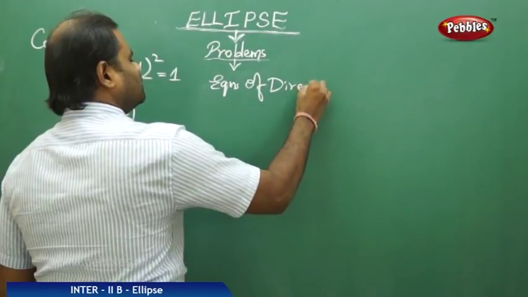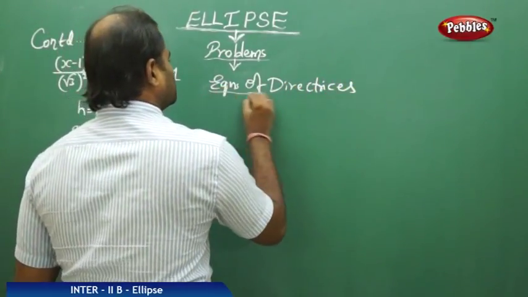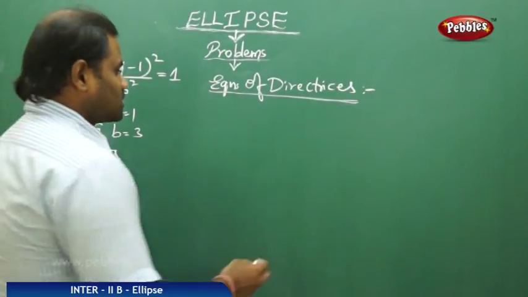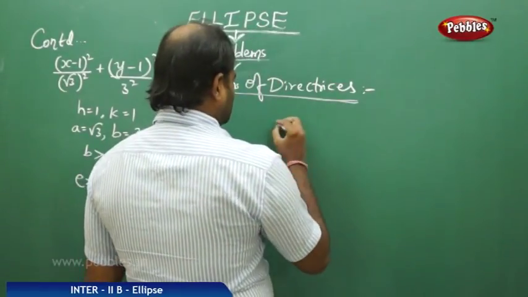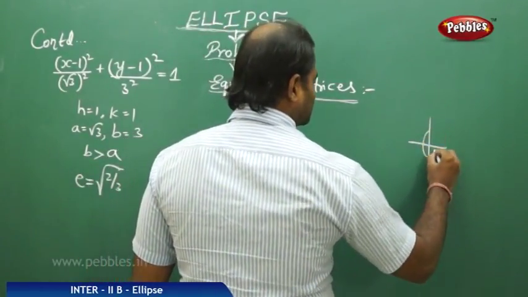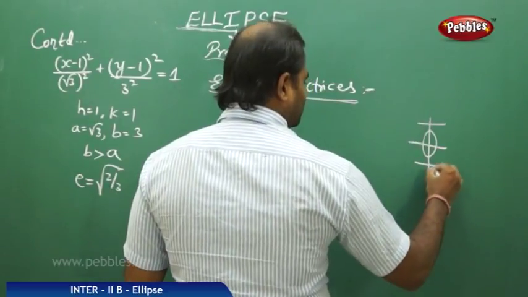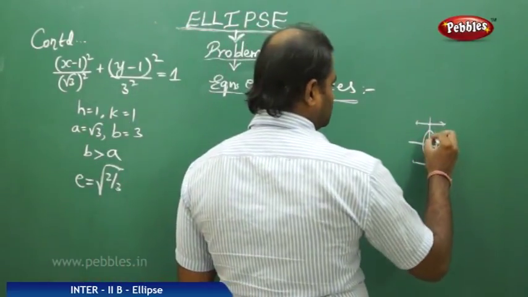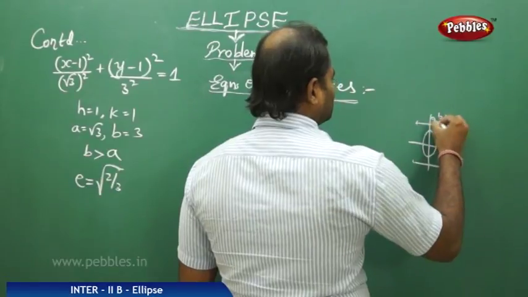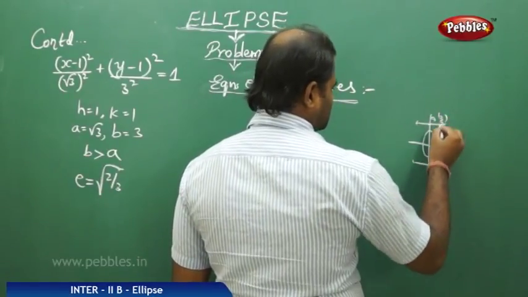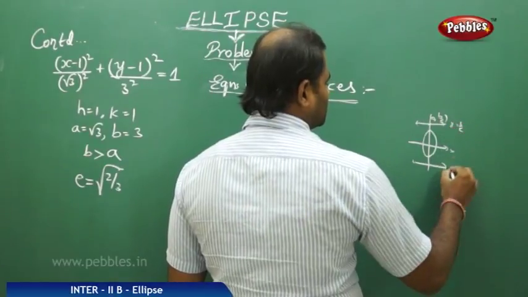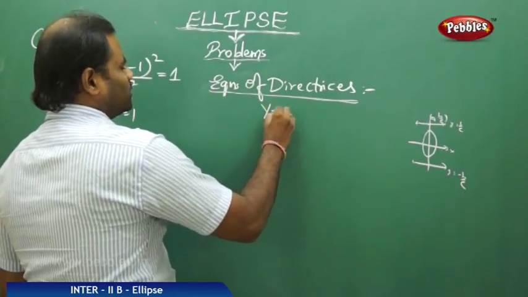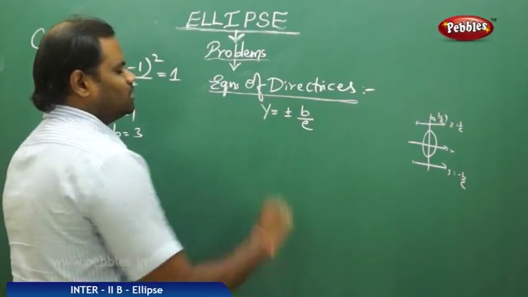Equations of directrices. As we see, there are two equations of directrices. For this, we know that the ellipse is going to look like this, where the directrices are here. So this equation of directrices would be 0, b by e. Any line parallel to the x-axis is y equal to b by e and y equal to minus b by e. So we have the equations of directrices as y equals plus or minus b over e.